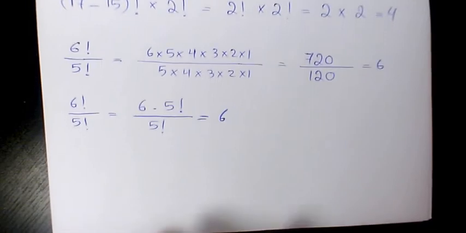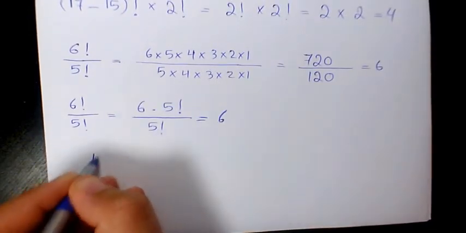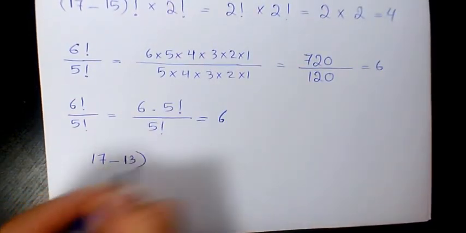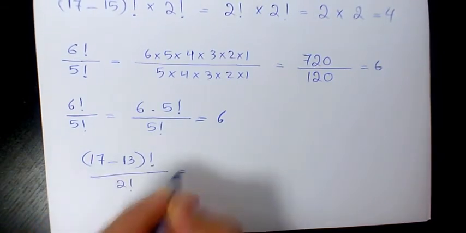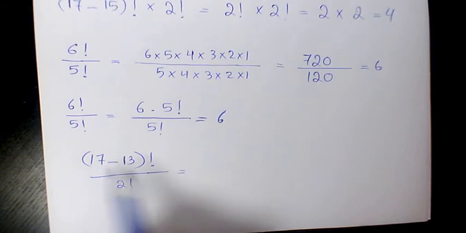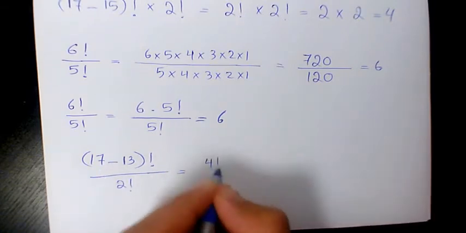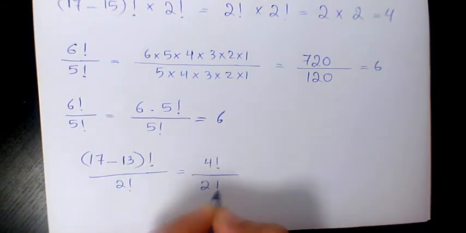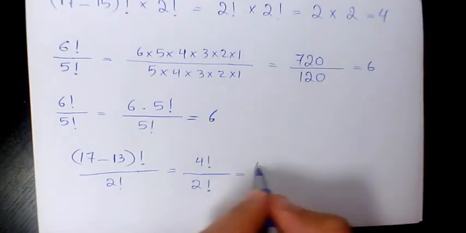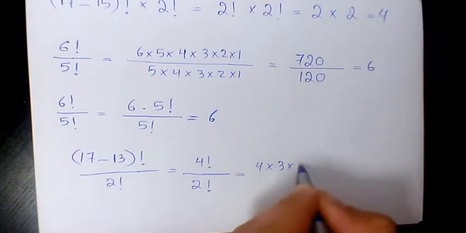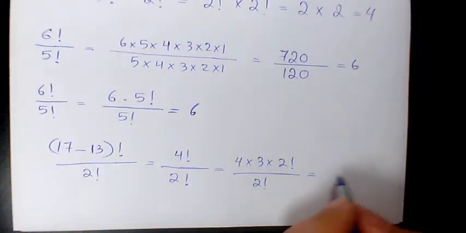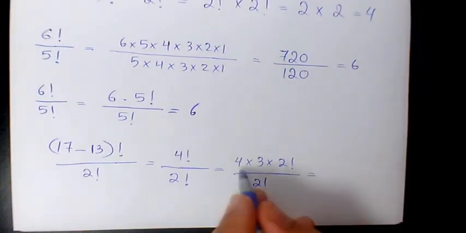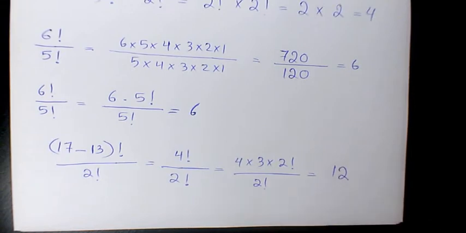Now next example, 17 minus 13 factorial divided by 2 factorial. In that case, I'm going to say 17 minus 13 is 4 factorial divided by 2 factorial. So it's going to be 4 times 3 times 2 factorial divided by 2 factorial. 2 factorial and 2 factorial cancel out. 4 times 3 is going to be 12. So the final answer is 12.